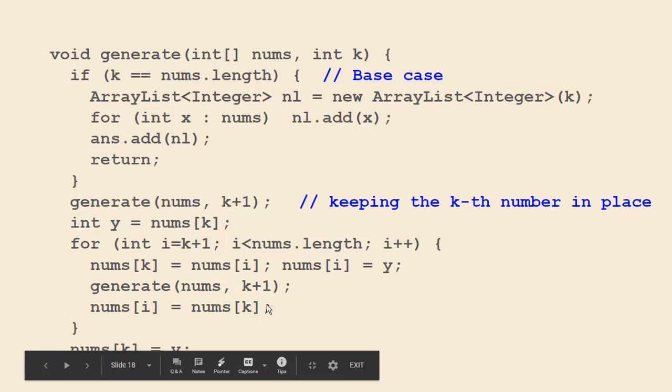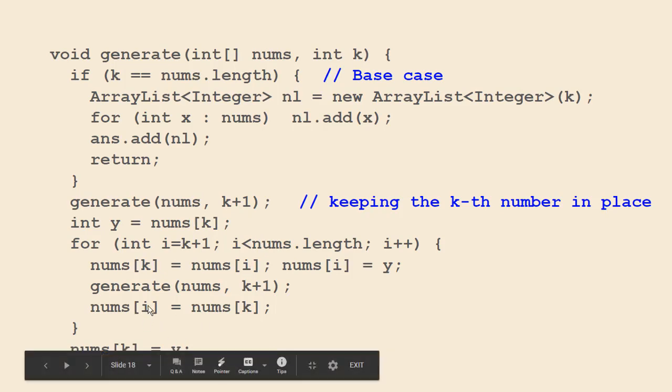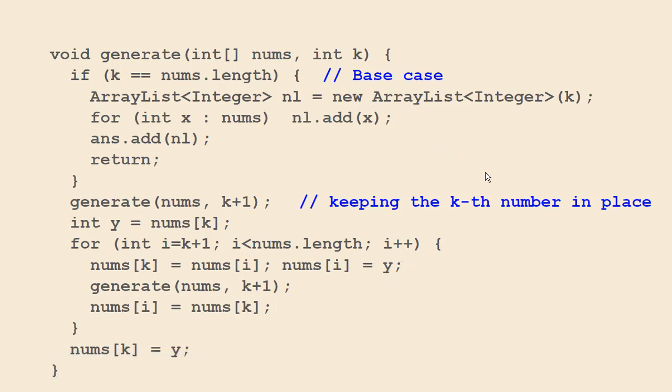After this, we are supposed to switch again, but since we're going to overwrite nums[k] anyway, all we need is to put the number back at nums[i]. Inside the loop, the next time we'll be overwriting nums[k] anyway, so there's no point in doing a full switch to put the number y back into nums[k]. Only when the whole loop is done do we put this number y back at its right position. So that's the recursive call part.